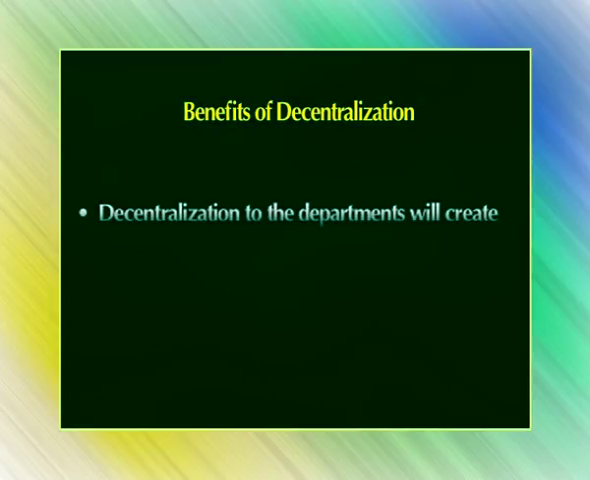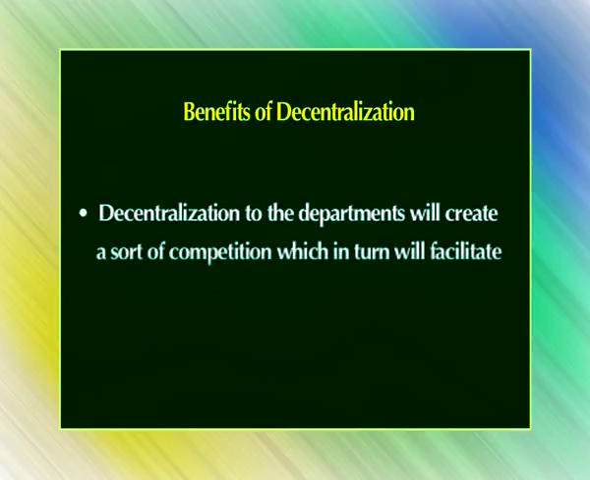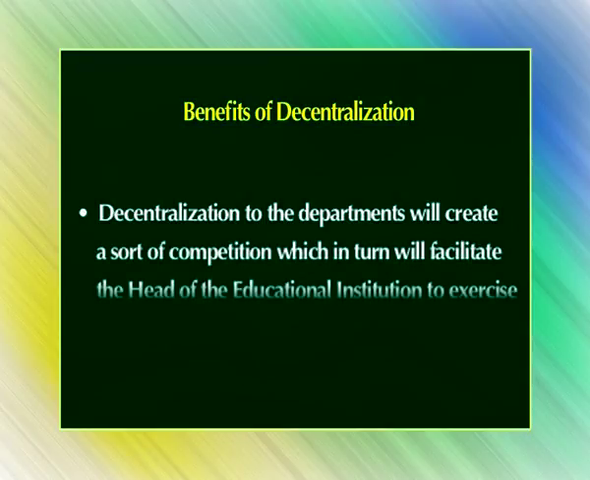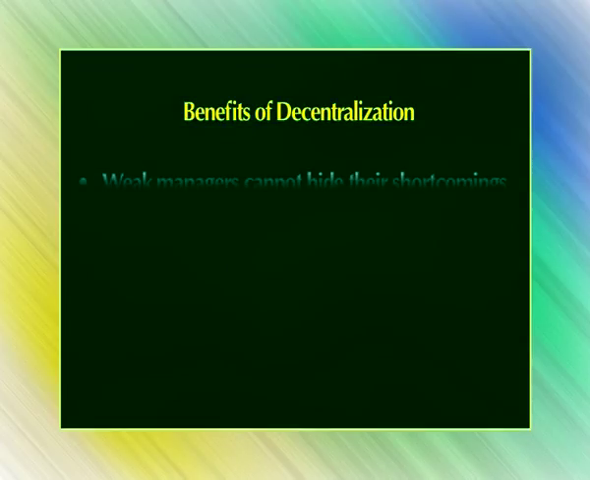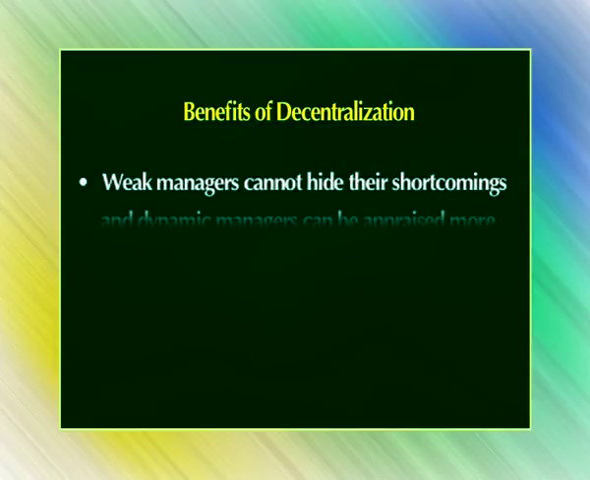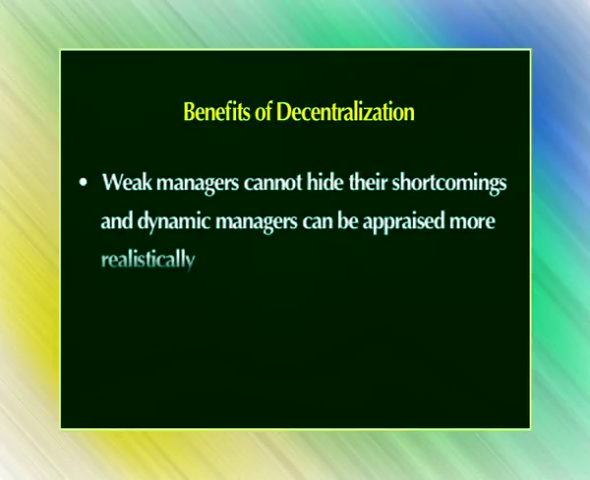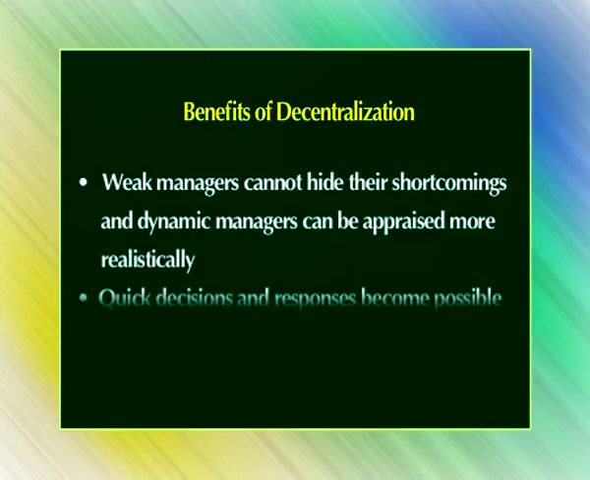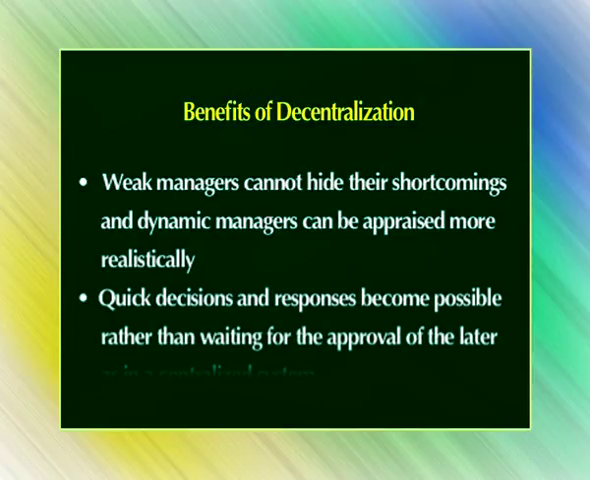Number 6, this decentralization to the departments will create a sort of competition, which in turn will facilitate the head of the educational institution to exercise effective control. He can exercise a tighter control on operations. Number 7, weak managers cannot hide their shortcomings, and dynamic managers can be appraised more realistically. Number 8, quick decisions and responses become possible rather than waiting for the approval of the latter, as in a centralized system.